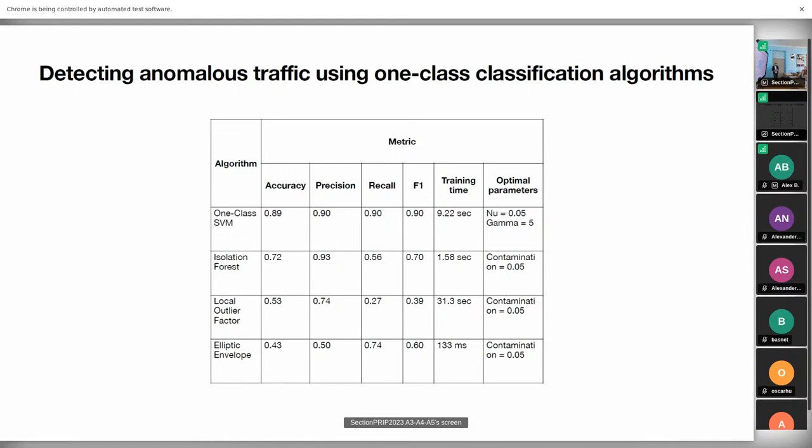The remaining algorithms were trained on a subset of 20,000 observations, which included only 5% of the anomalous nodes in our dataset. As shown in the table, we can see that the one class support vector method had the highest values of machine learning metrics. Next slide, please.